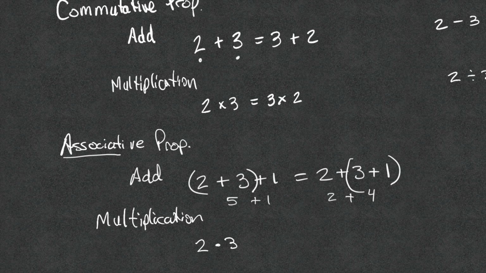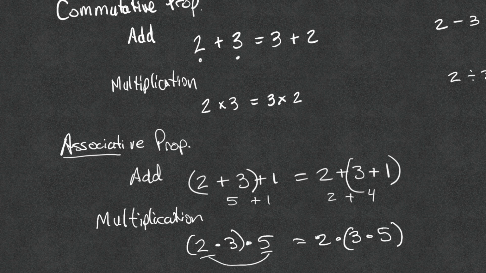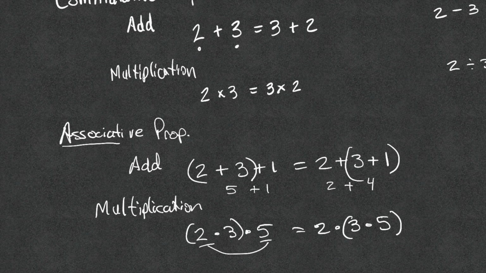2 times 3 times 5 equals 2 times 3 times 5 grouped differently. Remember, the order doesn't change, just which numbers you decide to multiply together first. I could multiply the 2 and the 5 together first. It doesn't matter because it's all multiplication, and that makes it associative.